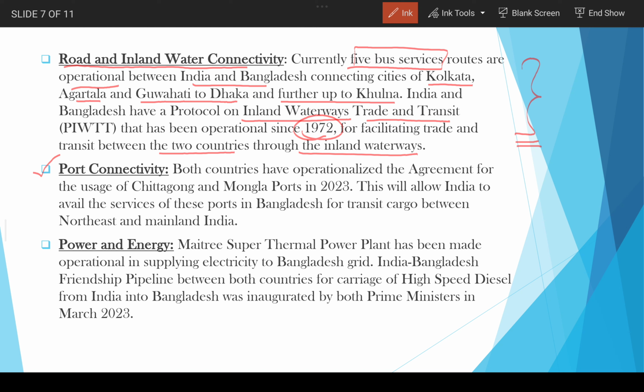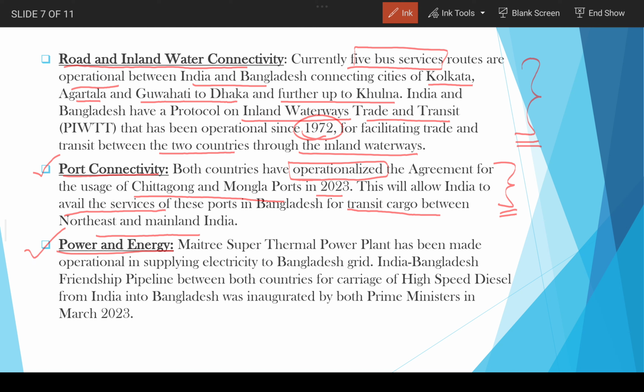Then comes the port connectivity. Both the countries have operationalized an agreement related to Chittagong and Mongla port, which has been operationalized in the year 2023, and this is going to allow India to avail the services of these ports for transit cargo between the northeast and the mainland, and this is actually going to be a positive point. We have talked about the chicken neck dilemma, and this is going to be a positive point in that case as well, because Bangladesh is providing the sea link to the landlocked northeastern region. Okay, so that's about the port connectivity.